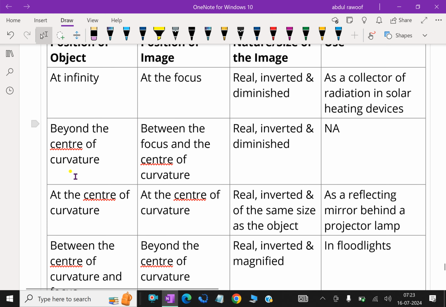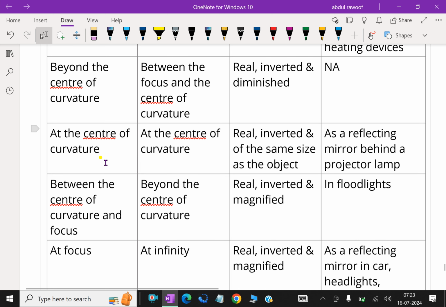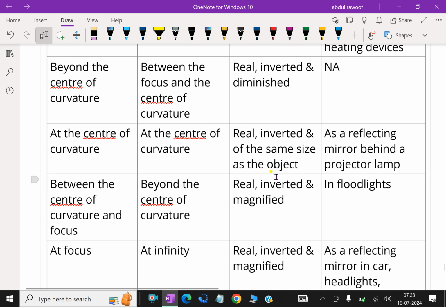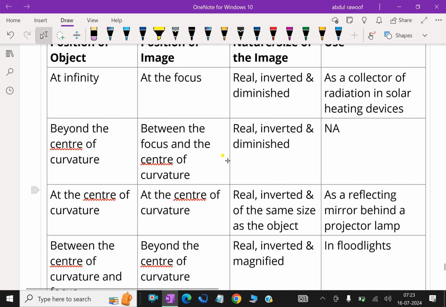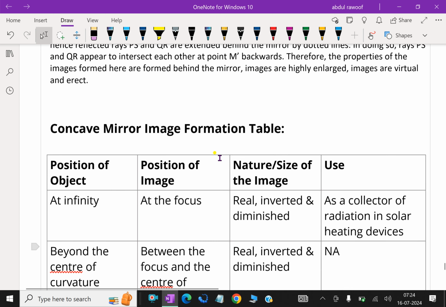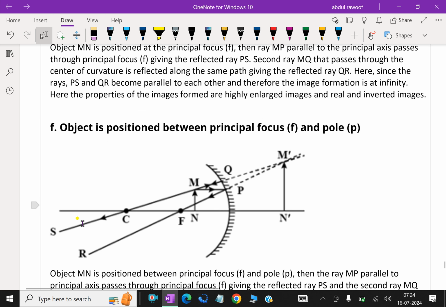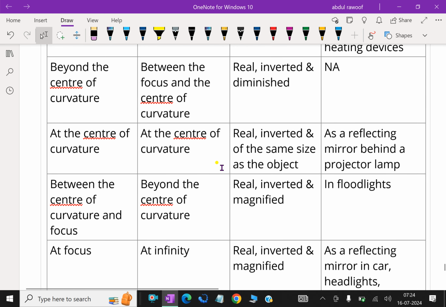Next one, beyond the center of curvature. It's not applicable. And at the center of curvature, the image is also at the center of curvature, real and inverted, of the same size as the object. So this table is very useful. If you understand the ray diagram, you can fill the table yourself. But very important is how to draw a ray diagram. Please go back in this video to get an idea of how to draw the ray diagram in different positions.